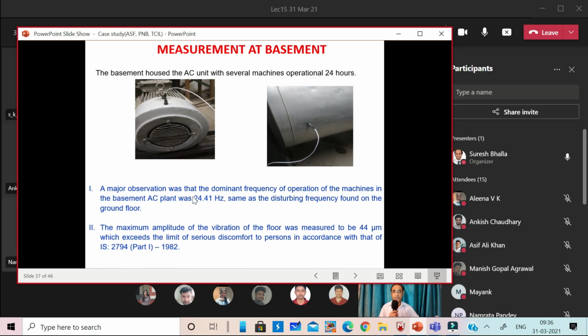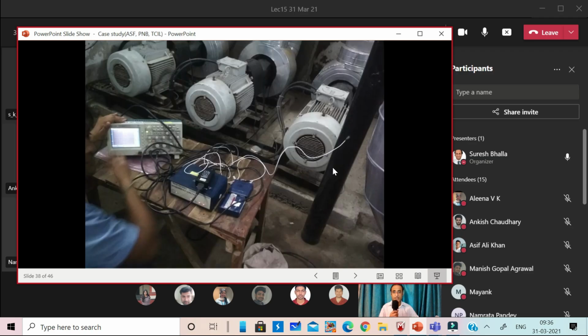This is the AC plant, and most of the machines were operating at a frequency of 24 Hertz, and the vibration of the floor itself was measured as 44 microns, and definitely this was above the limit of serious discomfort. So anyone working in the basement would not be able to work for a longer duration of time. And now we are showing you some of the clips of the measurement.